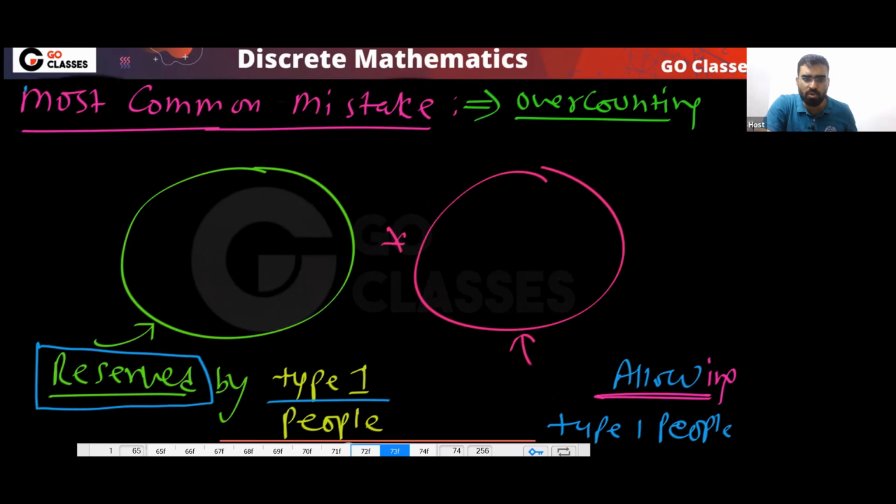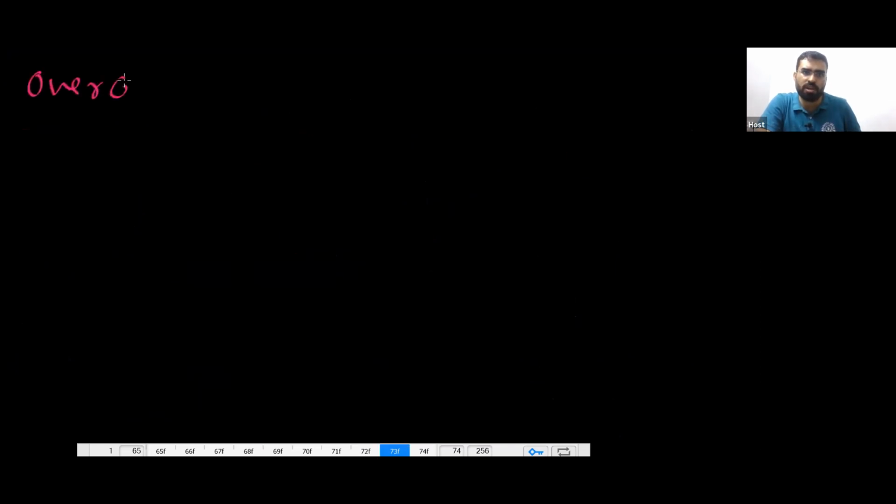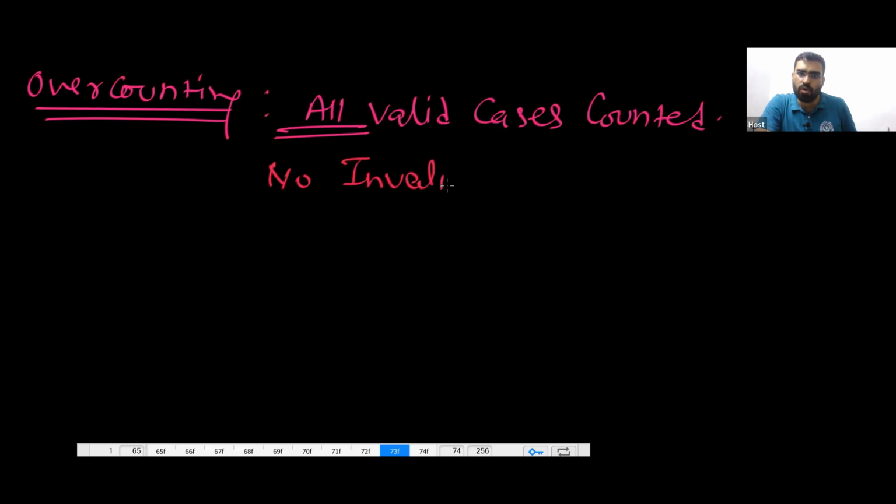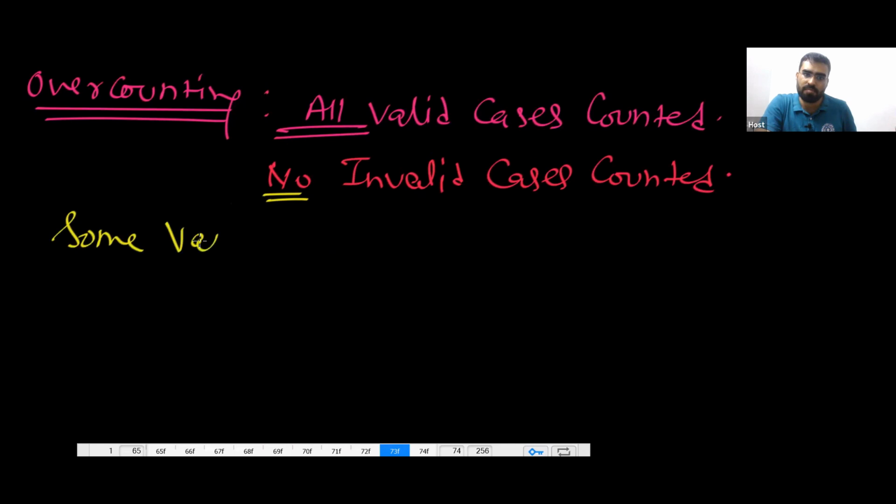Okay, what does this overcounting mean? Whenever I use this word, it means all valid cases you counted. No invalid case counted. Then what is the problem? All valid cases you have counted, no invalid case you count, then what is the problem? The problem is some valid cases you have counted more than one time.